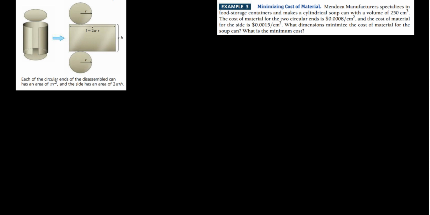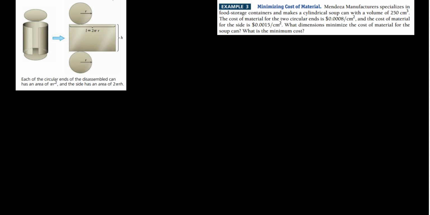So we need to figure out what exactly we need to make our dimensions, based on those prices, to minimize the cost of material. Obviously if we minimize the cost of material, we can make more materials. So this makes sense. Let's begin the thought process here.